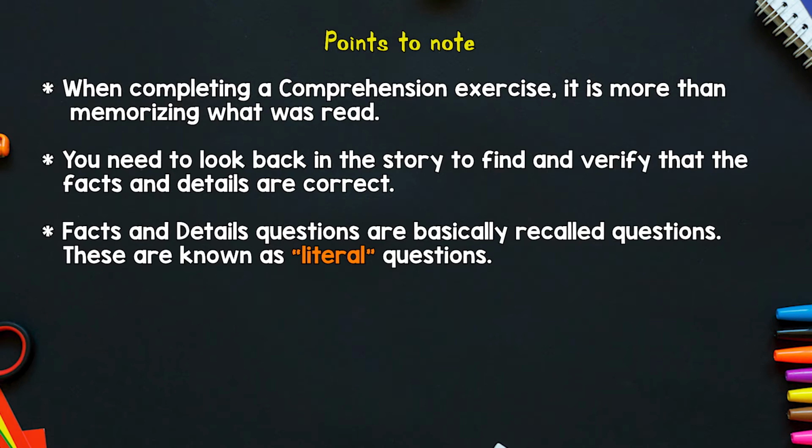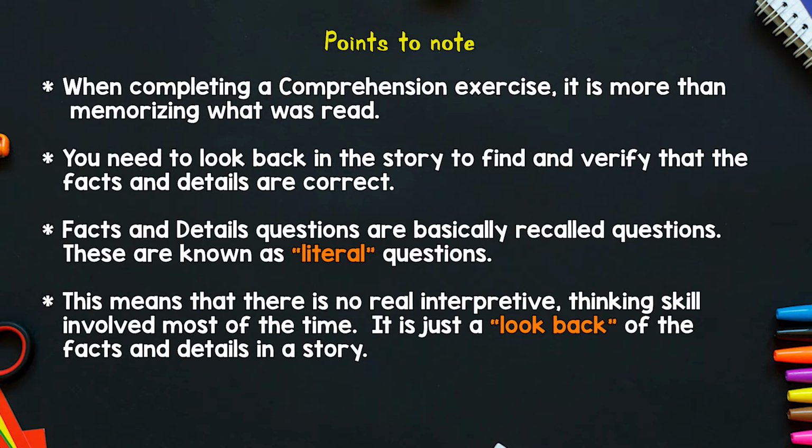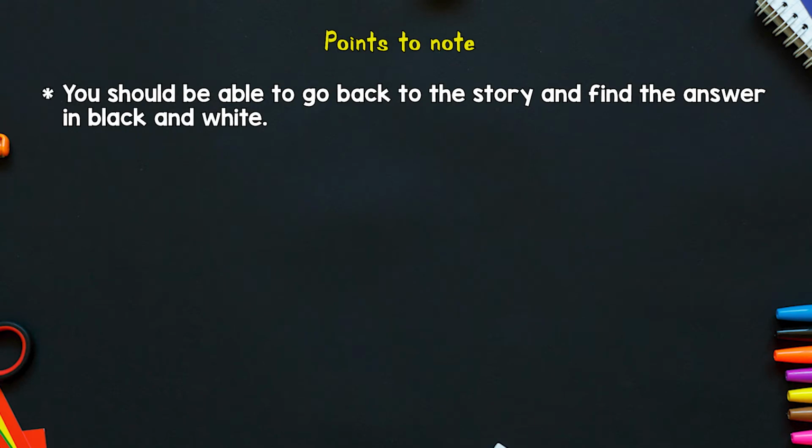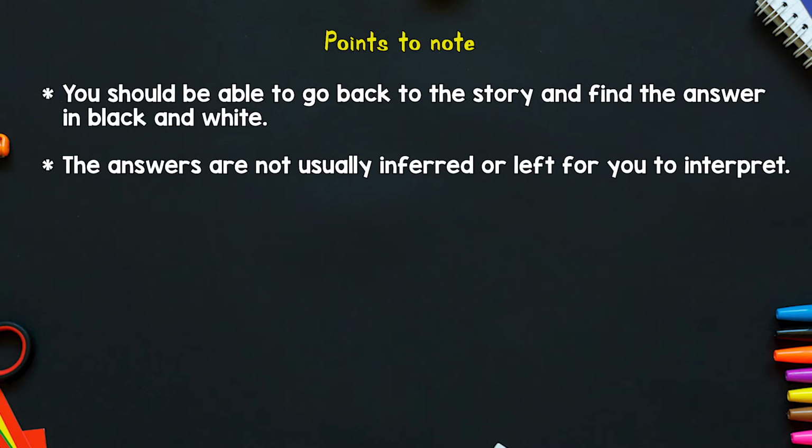Facts and detailed questions are basically recall questions. These are known as literal questions. They're right there in the passage. This means that there is no real interpretive thinking skills involved most of the time. It is just looking back to the facts and details provided in the story. You should be able to go back there and find the answers written in black and white. The answers are not usually inferred or left for you to interpret.